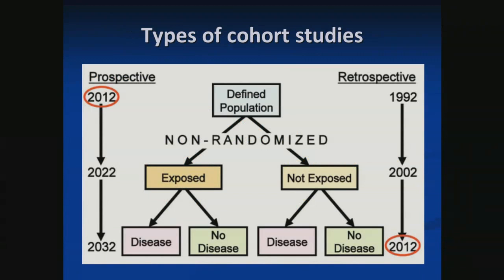In a prospective study, you're starting with a population, and then from then on, you follow them up. Okay, in this case, 2012 was the beginning of my study, and I'm following them up for 20 years. Okay, in a retrospective study, I might begin my study here in 2012. But I have retrospective records that I was able to ascertain what was happening to them that whole period of time. Okay, that's still a cohort study.